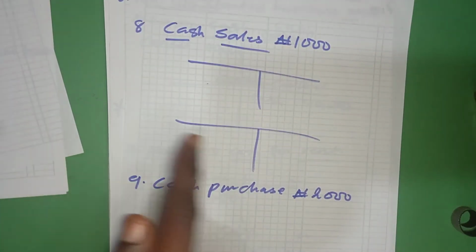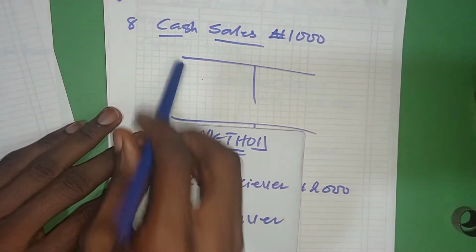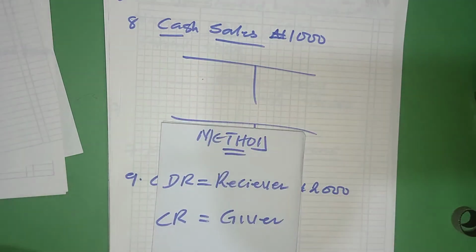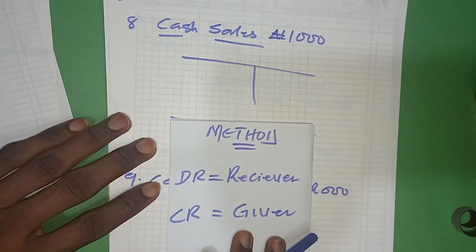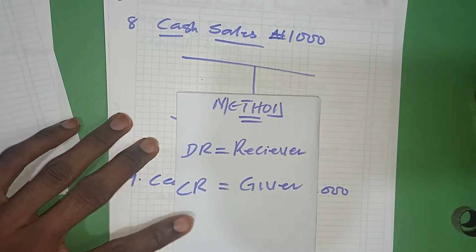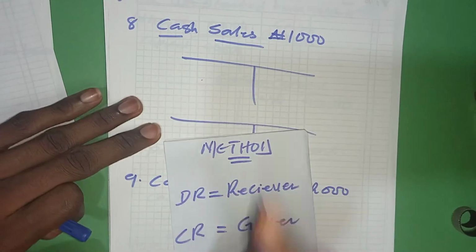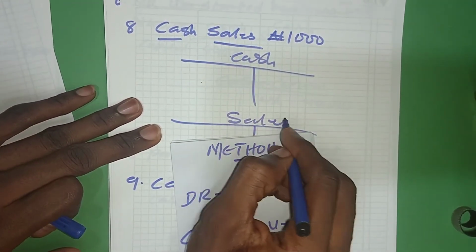Now, cash sales. You make sales, but they paid you what? Cash. So who is receiving and who is giving? Cash is receiving and sales is giving. So you are going to debit your what? Your cash, and credit your sales, because sales is giving and cash is receiving. So you put cash and sales.